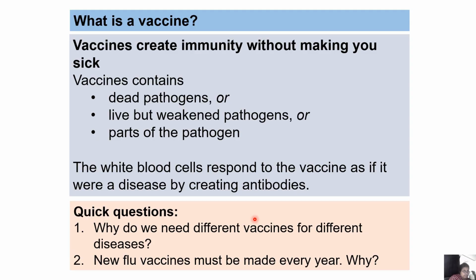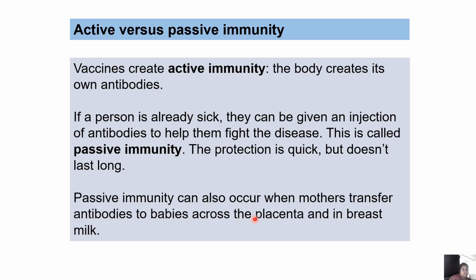So, what is a vaccine? Vaccines we have discussed in one of the previous classes. Vaccines create immunity without making you sick. Vaccines contain either dead pathogens or live but weakened pathogens or parts of the pathogen. The white blood cells respond to the vaccine as if it were a disease by creating the antibodies. So vaccines create active immunity, where the body creates its own antibodies.